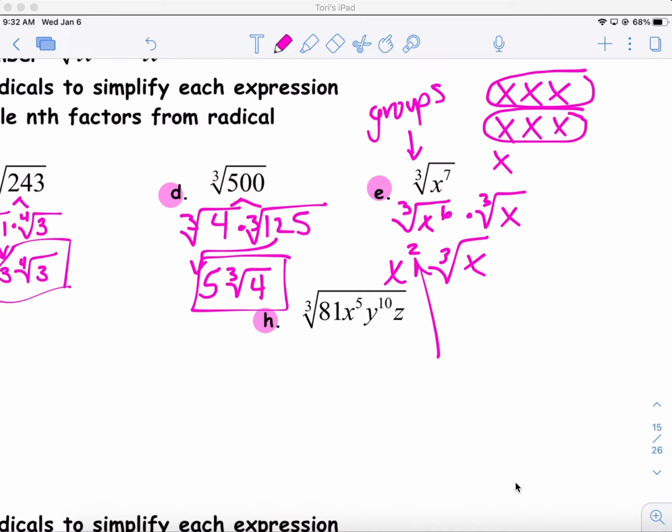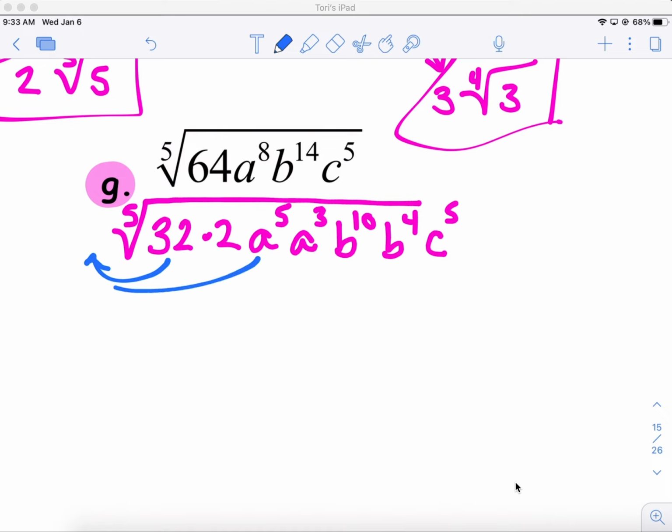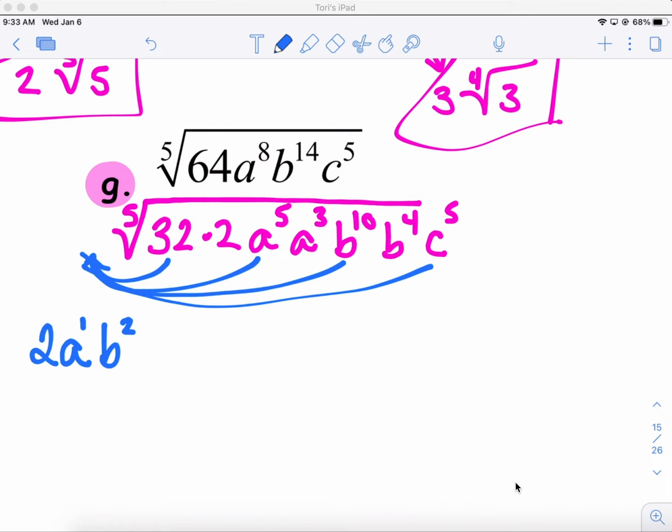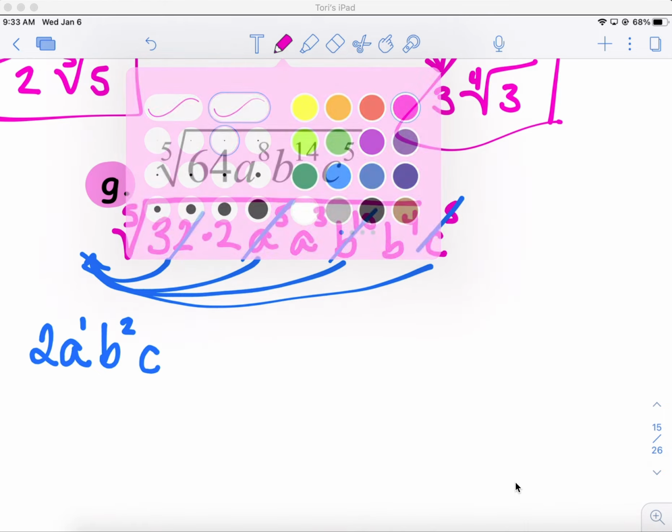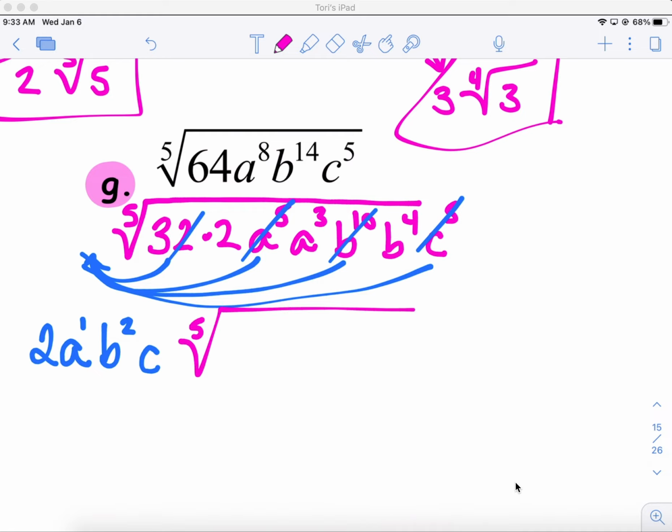So here's how I would kind of explain that to you. I would say anybody who can act as a fifth root would come out. So that means the fifth root of 32 was a 2. I took out 1 set of A's, 2 sets of B's, right? 10 divided by 5, and 1 set of C's. So all of these guys came out. Who's left on the inside would stay with that fifth root.